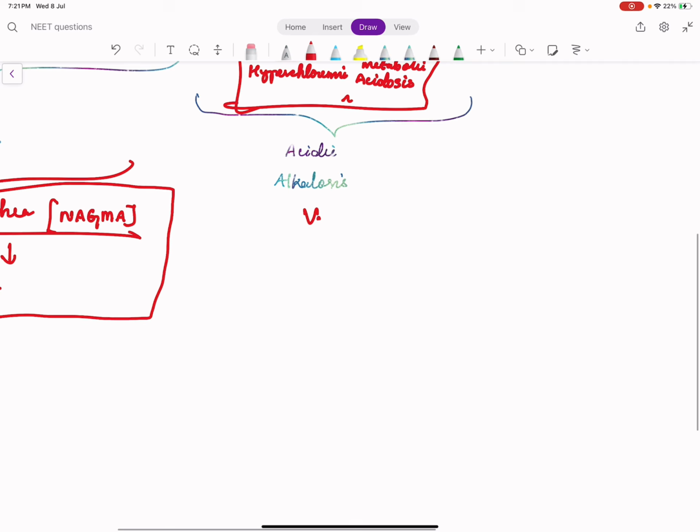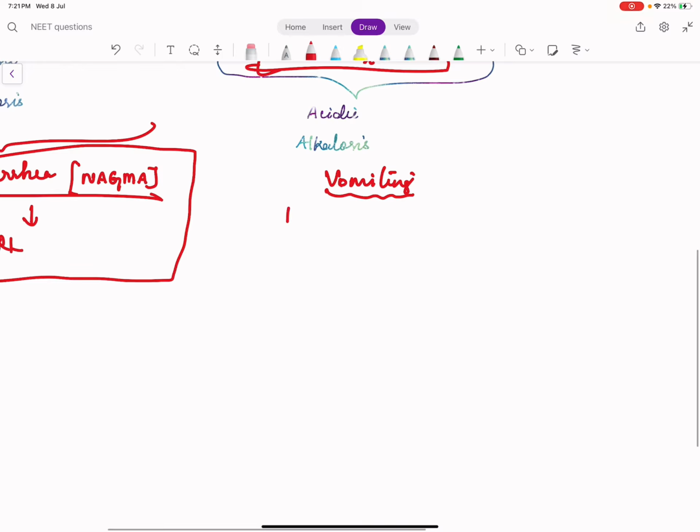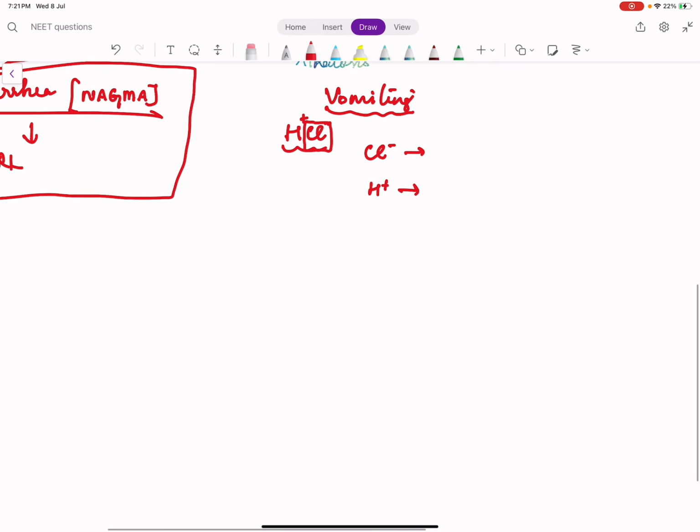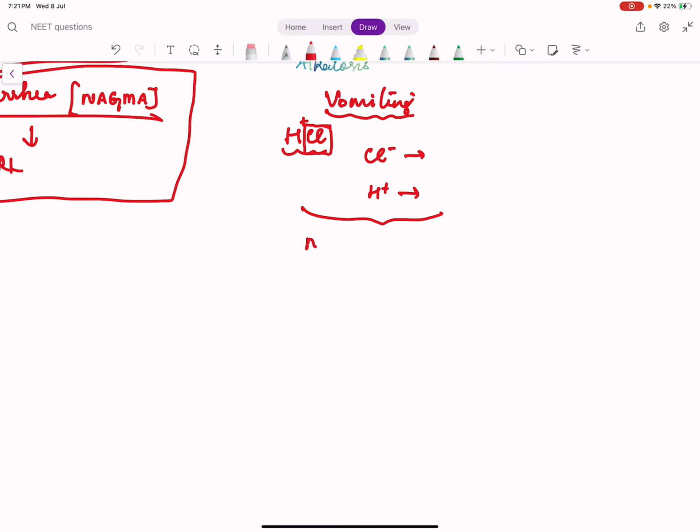Whereas we will discuss vomiting. Vomiting is an upper GI symptom, that is, fluid is lost from the stomach. In the stomach, the main fluid is hydrochloric acid, that is, it has more amount of chloride. So in vomiting, what is lost? Chloride is lost. And what is also lost? H+, that is, acid is lost, proton is lost. When acid is lost from the body, it leads to metabolic alkalosis.